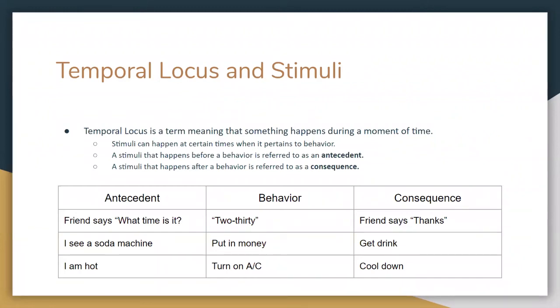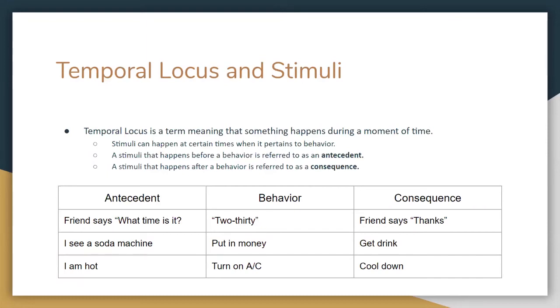And lastly, we're going to talk about temporal locus and stimuli. So temporal locus is a term meaning that something happens during a moment of time. Okay, so stimuli could happen at certain times when it pertains to a behavior. The two important stimuli are antecedents and consequences. Antecedents are stimuli that happen before a behavior, and consequences are stimuli that happen after a behavior. A consequence isn't necessarily a bad thing. It's just any stimulus that happens after a behavior.